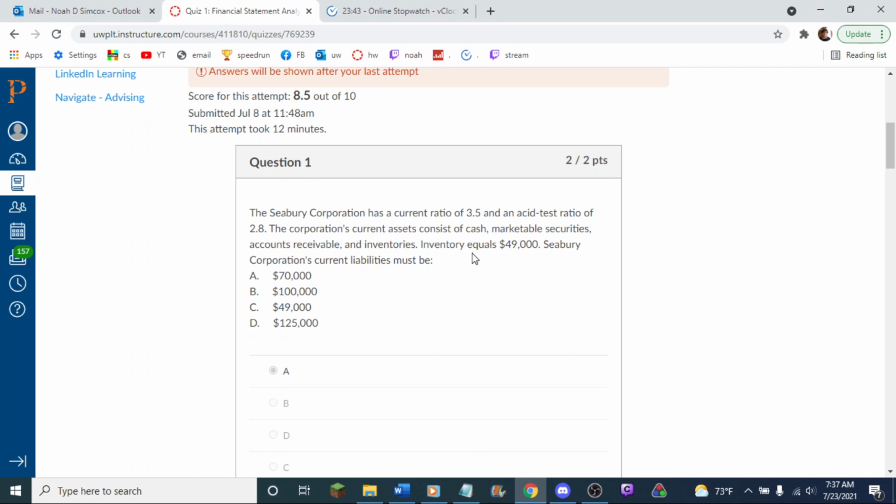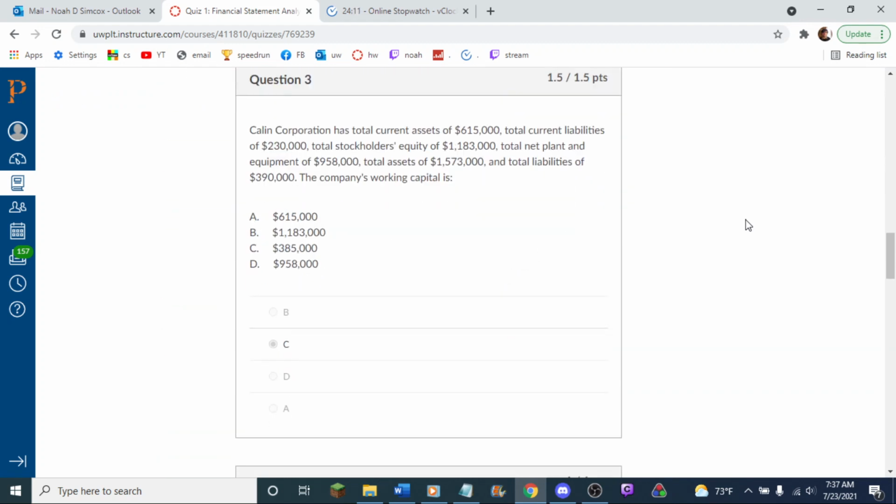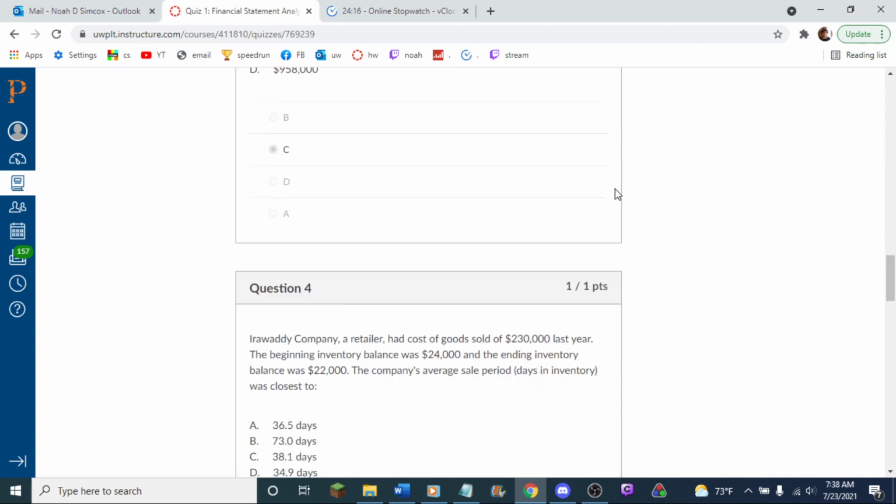Okay, so guess what? In this question, it wouldn't have mattered whether you did cash plus marketable securities plus accounts receivable divided by current liabilities, or if you did all current assets minus inventory, because they're the same thing. It just so happens they're the same thing in this question. I know what working capital is.